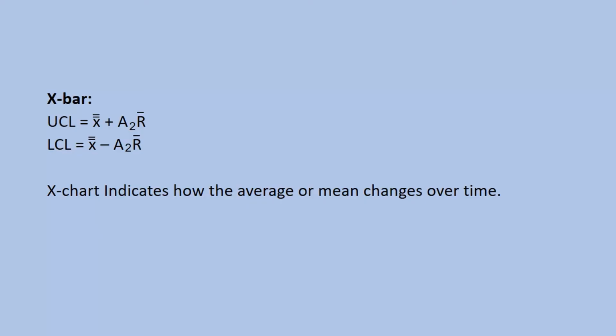These are the equations used to develop an X-bar control chart. Upper control limit, or UCL, is equal to X double bar plus A sub 2 times R bar. Lower control limit, or LCL, is equal to X double bar minus A sub 2 times R bar. An X bar indicates how the average or mean changes over time.